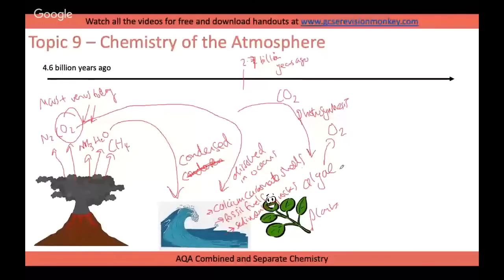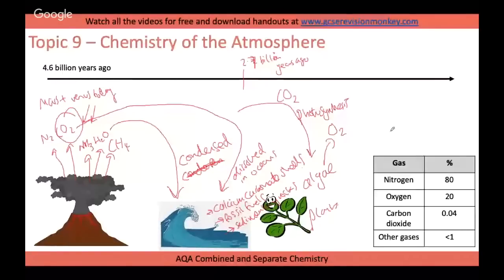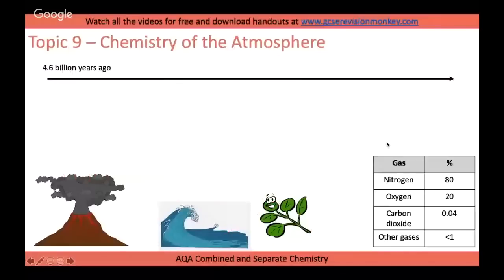Until we got the composition of the atmosphere as it is today, which is 80% nitrogen, approximately, that's rounded up. 20% oxygen, again, that's rounded because together they make 100%, but obviously we've got a few other gases. We've got carbon dioxide, 0.04%, and other gases like argon, water vapor, and things at less than 1%. So it's weird, but in the exam they will round these figures up and down normally, so it might not add up to 100% altogether.